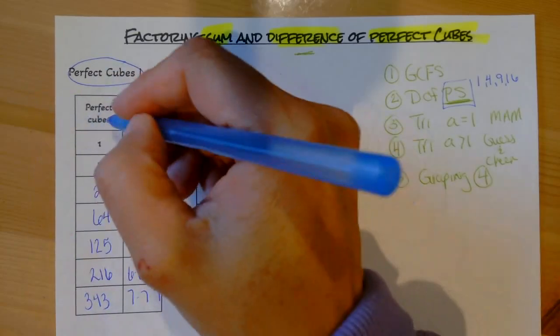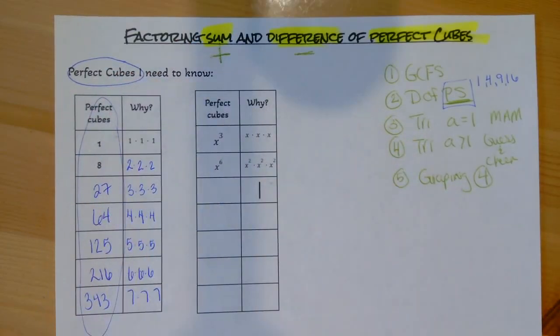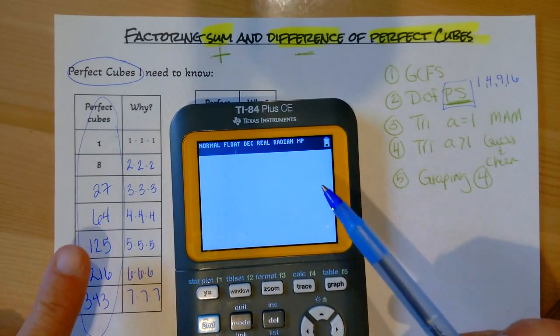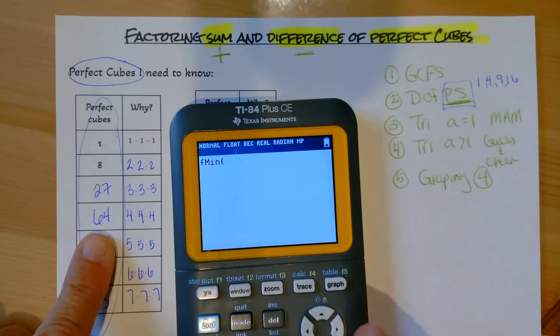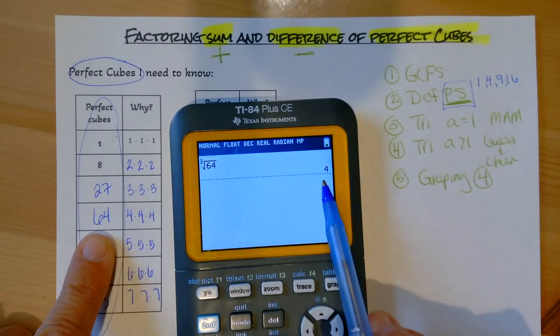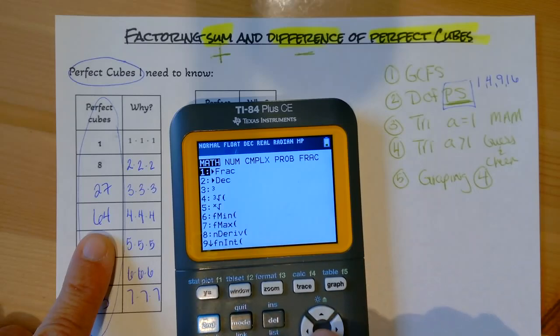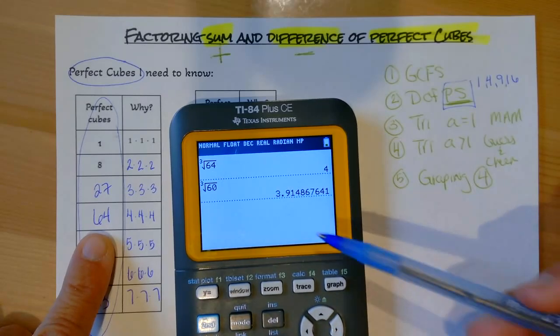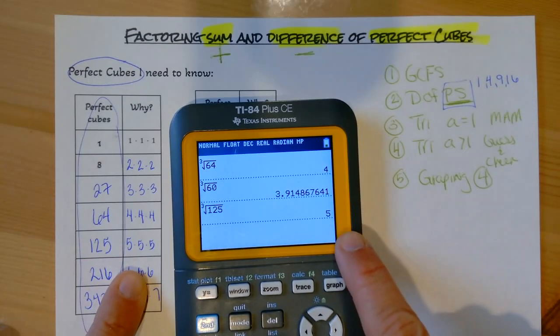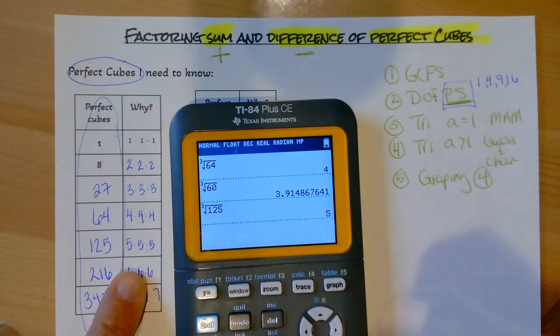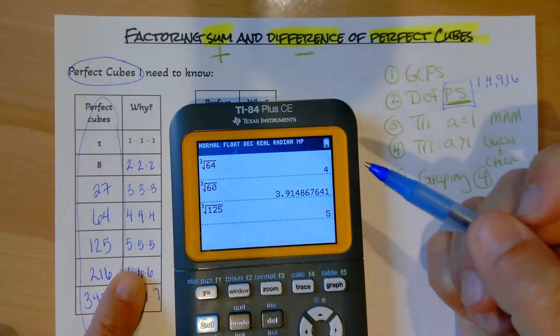Now, your perfect cubes are probably not as familiar as your perfect squares. So let me remind you, you can test to see if something is a perfect cube if you go to the math feature and you take the cubed root of it. For example, if I take the cubed root of 64, it will tell me it's 4. If I take the cubed root of 60, it's not a nice number, so it's not a perfect cube. If I take the cubed root of 125, I should get 5. So 125 is a perfect cube. So I can test to see if I have a perfect cube using that cubed root button.